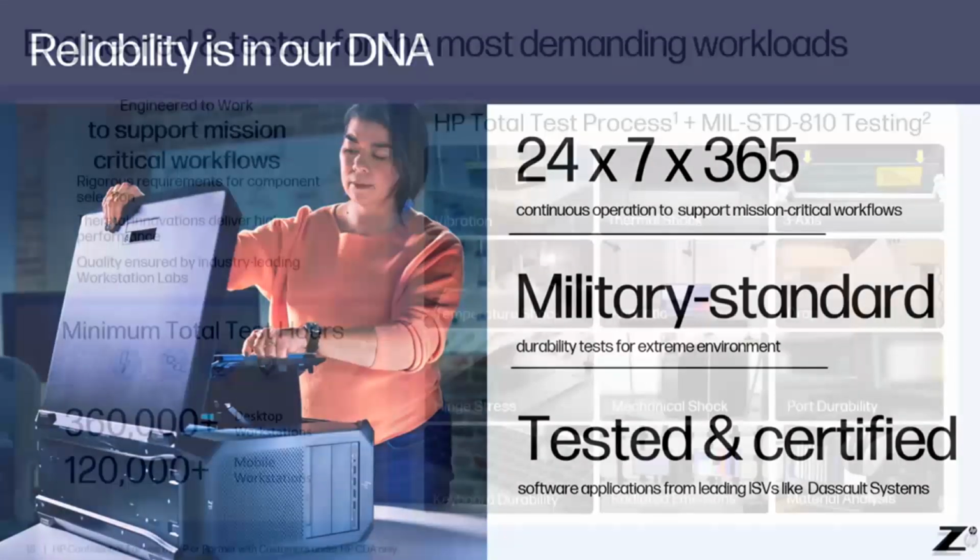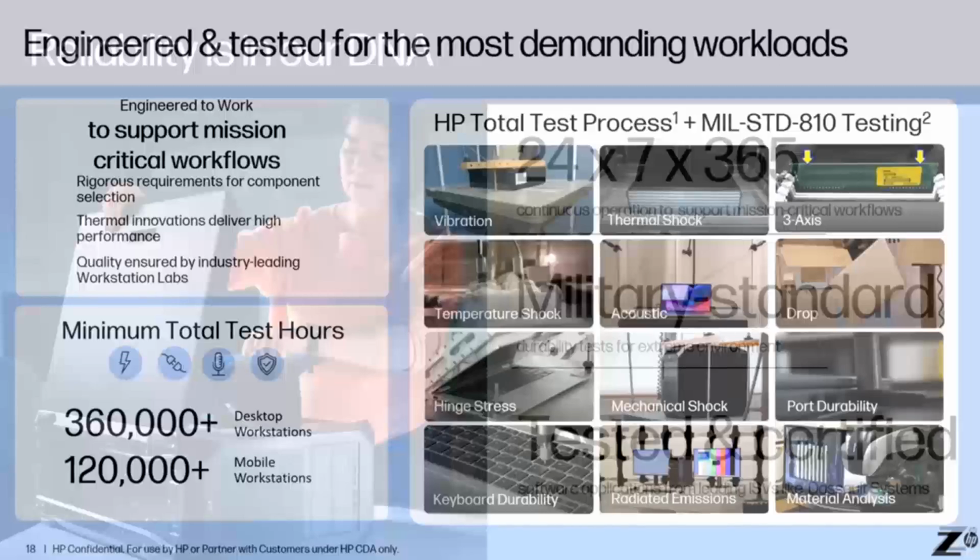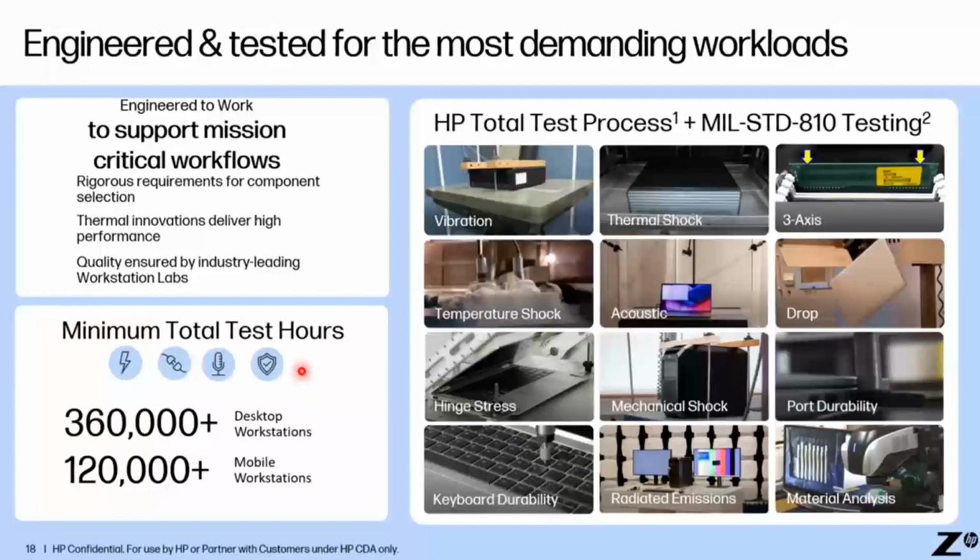These are the extensive, or brutal, tests which we do on the workstations. Brutal means, for example, in a temperature test, we increase the temperature and test the device until it fails. That's the kind of brutal testing we do. We have vibration tests, thermal tests, three-axis temperature shock, drop tests, hinge tests, mechanical shock, port durability, keyboard durability, and radiated emissions. Radiated emissions is something like EMC.